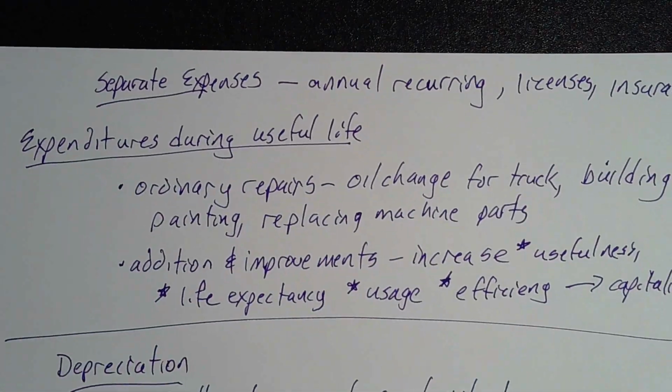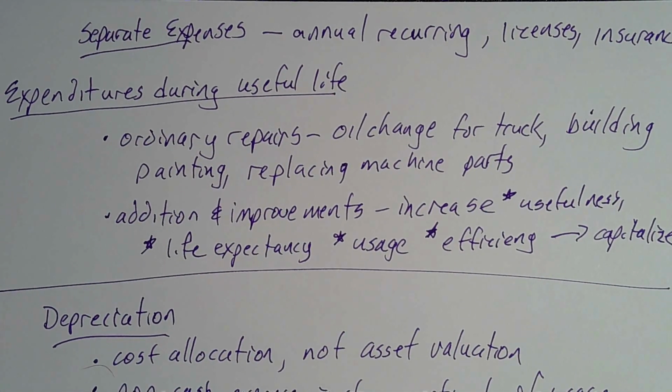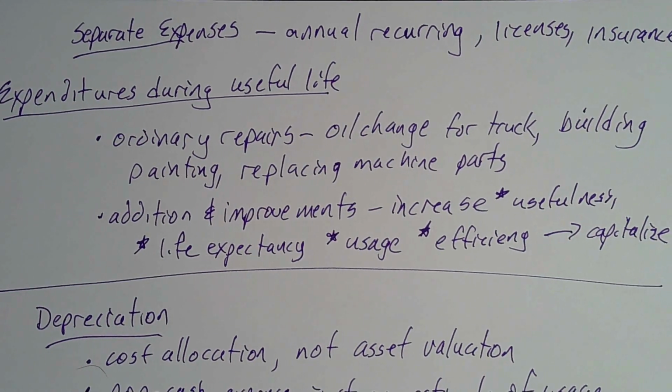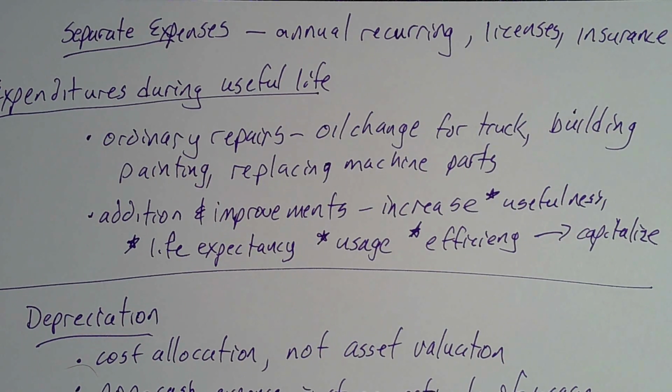When we talk about machinery, there are some things that are annual recurring things. Think about a truck. We have insurance costs for the truck, and we have to buy licenses. If we've got a business truck, we would have to get some sort of special license. But if those are annual and recurring, then those are separate expenses. They weren't necessary to get it ready for use.